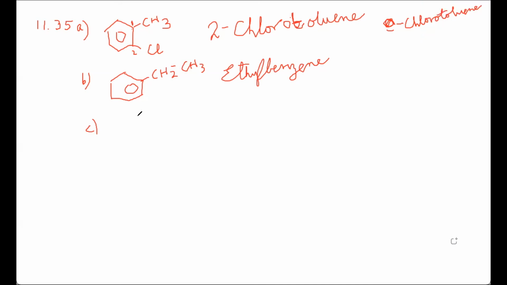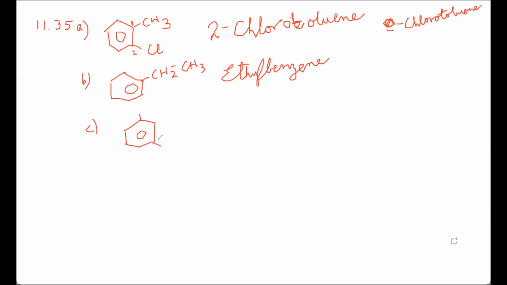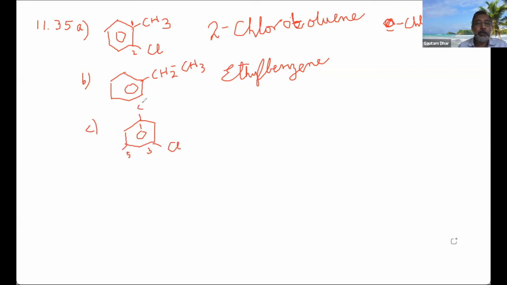So how about C? So C is 3-chlorine. So we have chlorine at this, 1, 3, and this. And 5. So this is 1, 3 and 5, and each of these are chlorine. So how many of them? 3. So tri. And where are they? 1, 3, 5. So 1, 3, 5 trichlorobenzene. Trichloro, T capital, the first letter. Trichloro. Benzene.